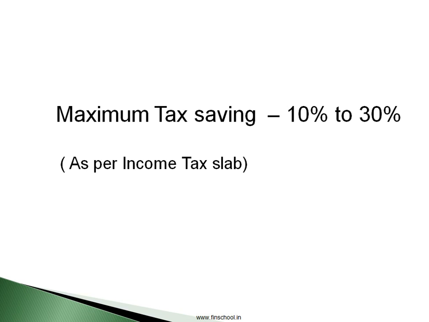The maximum tax saving one can plan with section 80C ranges from 10% to 30%. The income tax slab starts from 0% to 30%. Suppose a person whose income is 5 lakhs can save 10% of his income tax by claiming 1,50,000 rupees under section 80C. A person whose income is above 10 lakhs can claim 30% of his income tax rebate under section 80C.